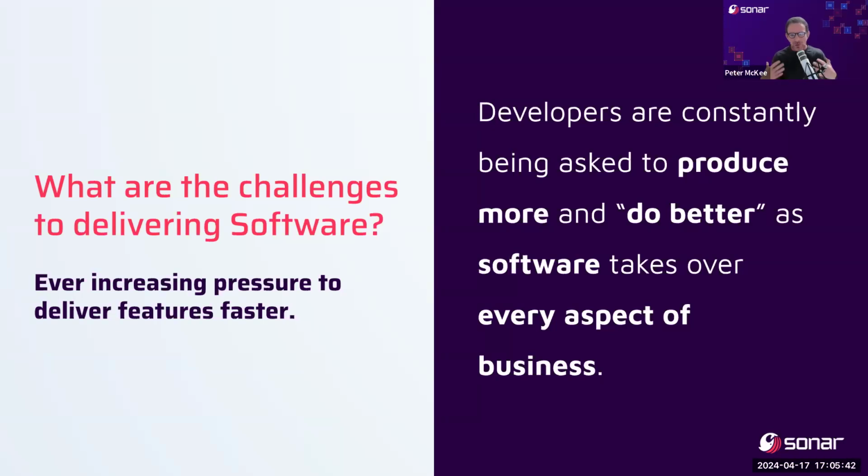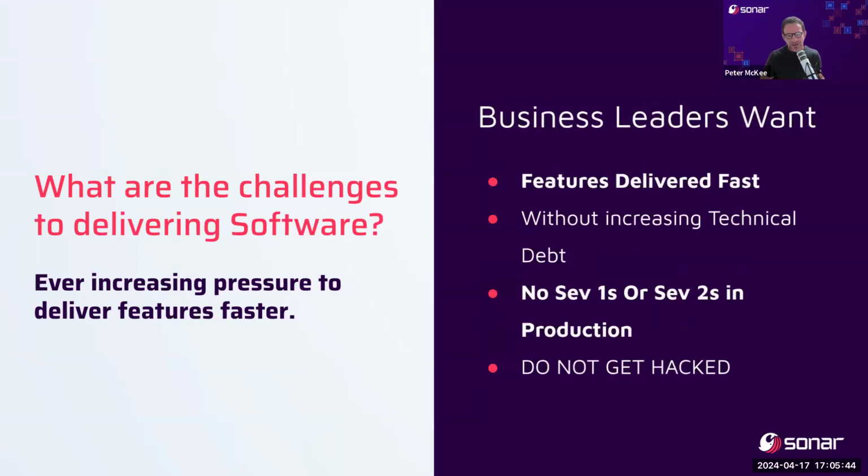And so it's a huge, huge part of businesses, right? And we're being asked to produce more and go quicker. So business leaders want features delivered fast. I know I keep saying that, but it's very, very important. Features delivered fast. They don't want it to increase technical debt. They do not want to have Sev 1s and Sev 2s in production. And heaven forbid, they don't want to be hacked, right? Don't have my face show up on the nightly news. If we even watch nightly news anymore, don't have my face show up on the internet, right?